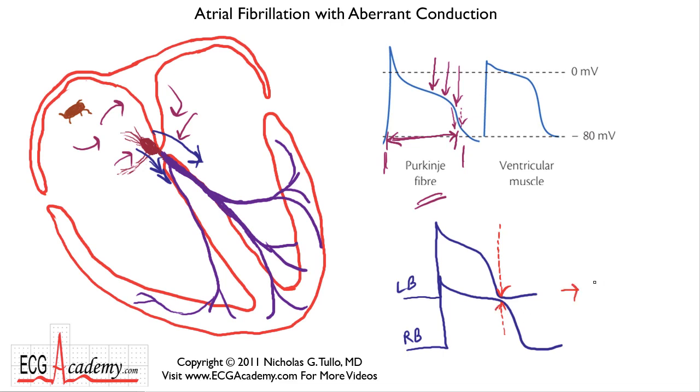And this will result in a functional right bundle branch block. Well, this happens quite often during atrial fibrillation because the AV node is passing signals down in a rapid, somewhat random, chaotic fashion. The coupling interval, or the time in between beats, will vary from one beat to another. So let me show you what can happen.